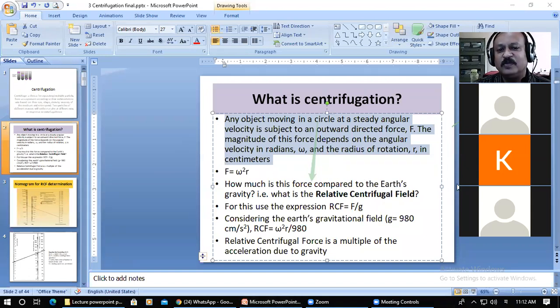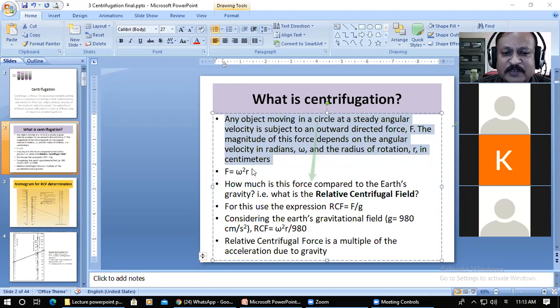When I say angular velocity, it is in terms of radians. Omega is the symbol for the angular velocity, and it depends upon the radius r of the rotation. This radius is in centimeters.